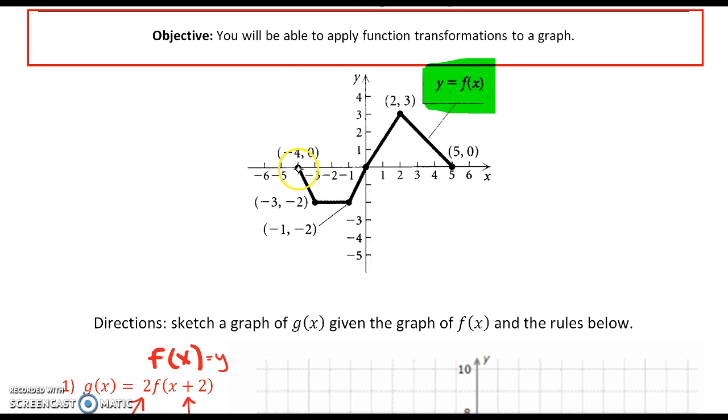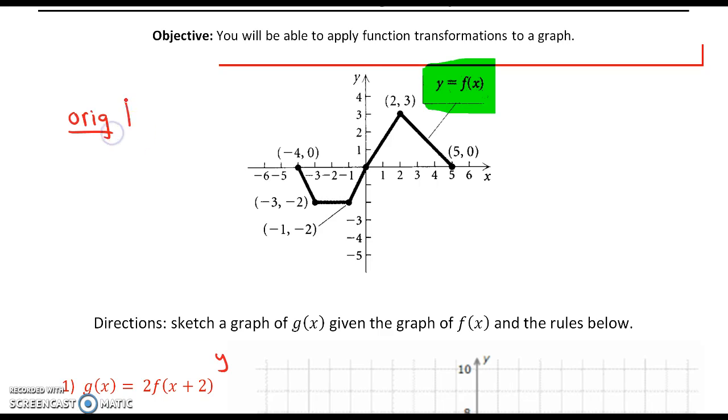So I'm going to apply these transformations to each point. And for the first one, I might even make a table. I'm going to start with the original point, and I'm going to transform it to the new point. So we'll do original and then transformed. This is how I approach any problem that has a graph and some points.